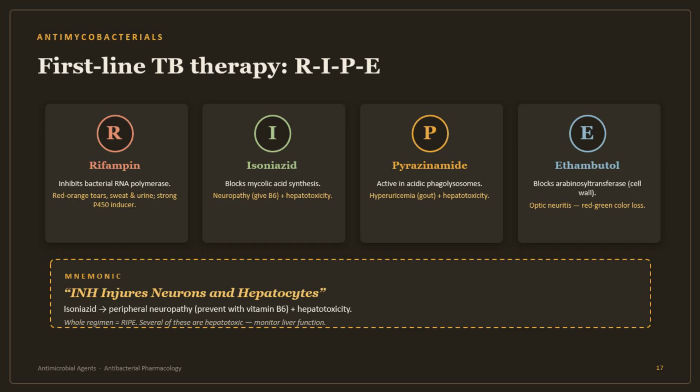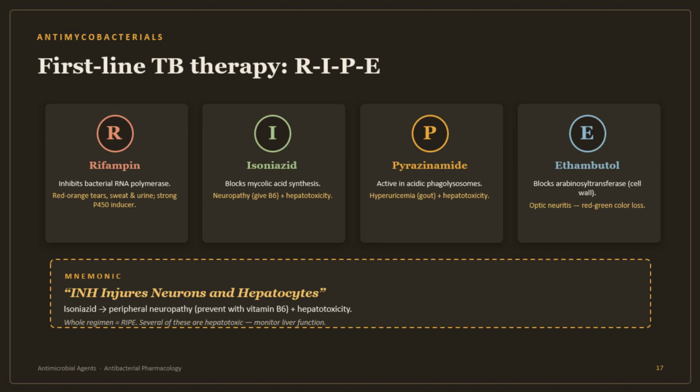I is isoniazid, which blocks mycolic acid synthesis. Watch for peripheral neuropathy, which we prevent by giving vitamin B6, and hepatotoxicity. P is pyrazinamide, active inside the acidic phagolysosomes, and it causes hyperuricemia. Think gout plus hepatotoxicity. E is ethambutol, which blocks arabinosyltransferase in the cell wall, and its classic toxicity is optic neuritis with red-green color loss.